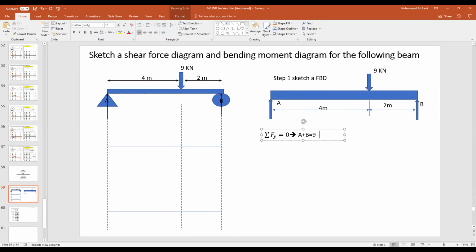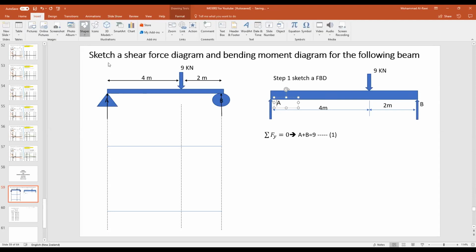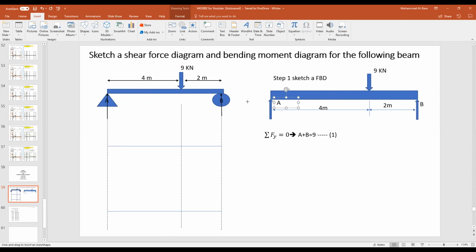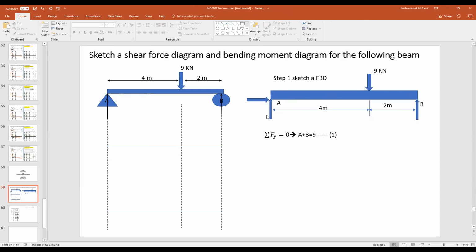Why? Because I have two unknowns, A and B. By the way, you can call it force A, force B, it's up to you. Any name, but I'm just referring to them based on the points A and B. Again, the question should have another force in that direction. It's going there because it's fixed. So it should be AX and AY, but because there is no force in the X direction, that force will always be equal to 0.